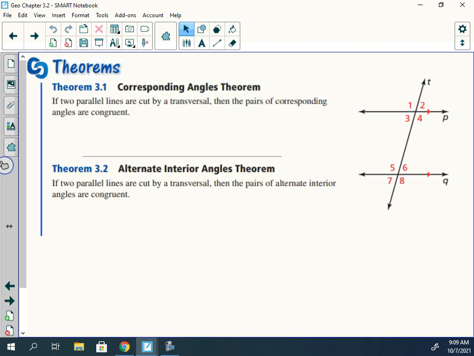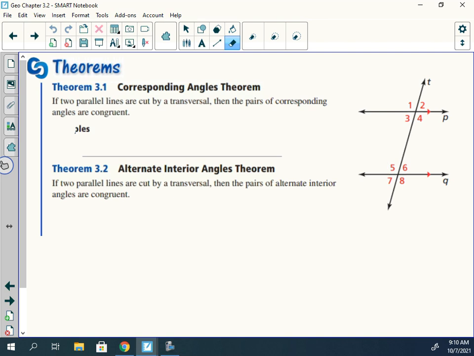So what we ended yesterday with was our corresponding, alternate interior, alternate exterior, and consecutive interior angles, and looking at how they relate to each other. And I mentioned yesterday that they do have a special property if the two lines that are being cut by a transversal are parallel. And that's what we're looking at today. So our first one is the corresponding angle theorem. If two parallel lines are cut by a transversal, then the pair of corresponding angles are congruent.